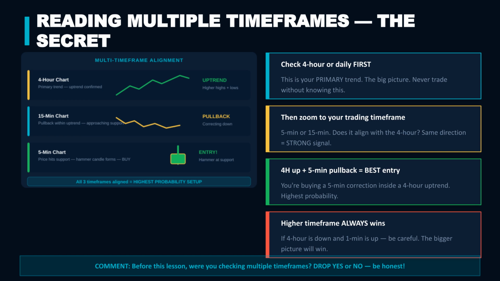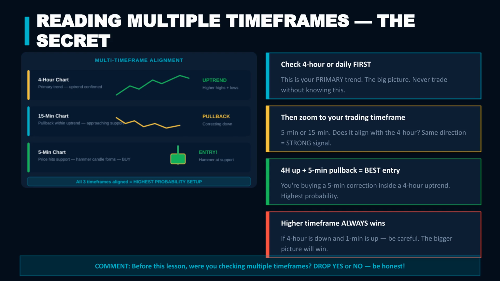Here's something that separates pros from beginners. Pros read multiple time frames. A beginner looks at the 5-minute chart. They see an uptrend. They buy. But they didn't check the 4-hour chart. And on the 4-hour, the trend is down. So they buy a 5-minute uptrend, but the 4-hour downtrend is winning. They get crushed.